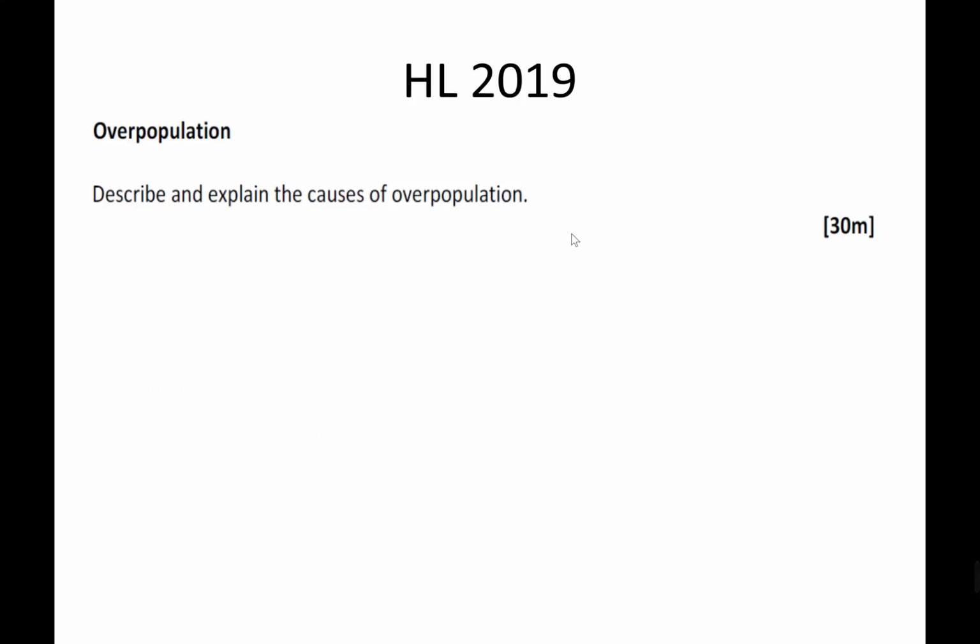Right, so first one there, higher level 2019, describe and explain the causes of overpopulation. Now, it doesn't explicitly say it there, but you have to describe and explain the causes based on your case studies. And really important to note, it's causes plural. So it's these types of things you need to pay attention to in the questions. So start with the causes and then build in your case studies.